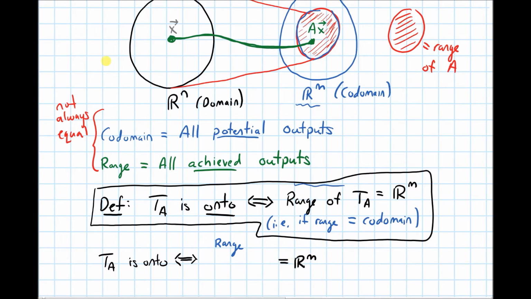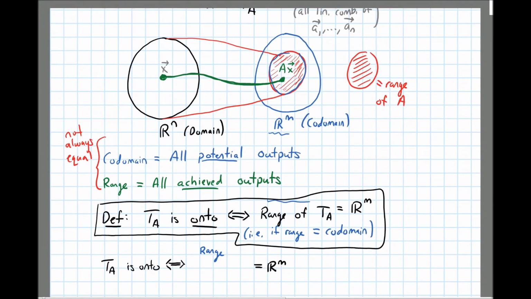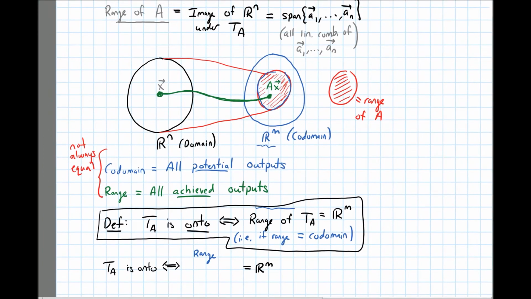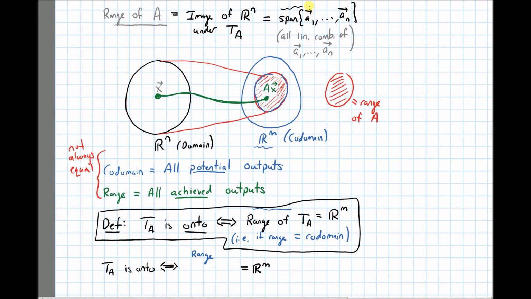Okay, and now let's scroll upwards a little bit. Let's zoom out. What was the range? A little bit more. The range is the span of A1 up until AN. Okay, so we need the span of A1, comma, dot, dot, dot, up until AN to be equal to all of Rm. Okay, so let's zoom back in on this.